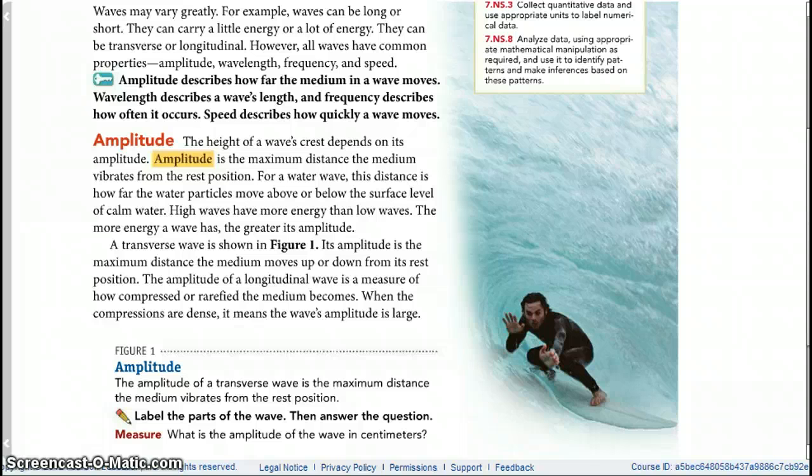A transverse wave is shown in Figure 1. Its amplitude is the maximum distance the medium moves up or down from the rest position. The amplitude of a longitudinal wave is a measure of how compressed or rarefied the medium becomes. When the compressions are dense, it means the wave's amplitude is large.